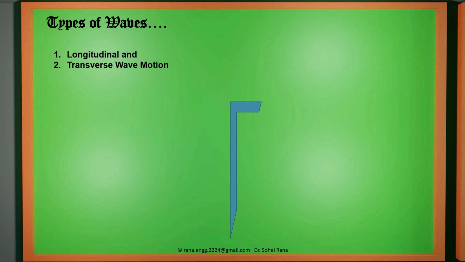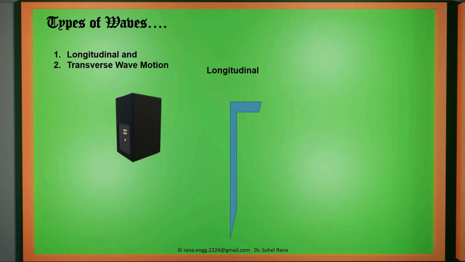There are two types of waves. One is the longitudinal wave and the other is the transverse wave. Let us discuss the longitudinal wave. These are sound waves. We get sound from many objects. Even when we talk, we get sound out of our mouth. There are a few interesting facts about sound. Sound travels 4.3 times faster in water than in air.